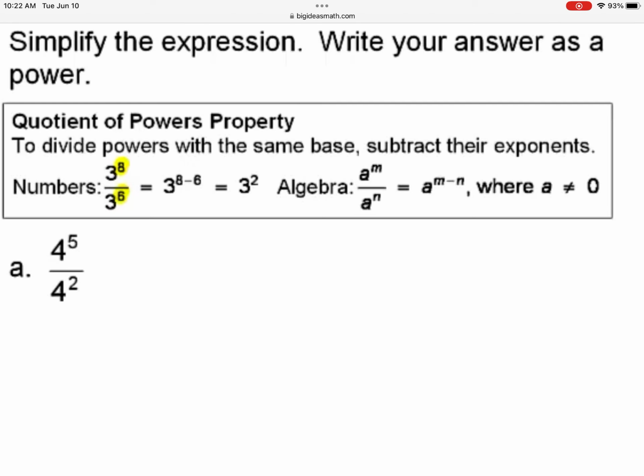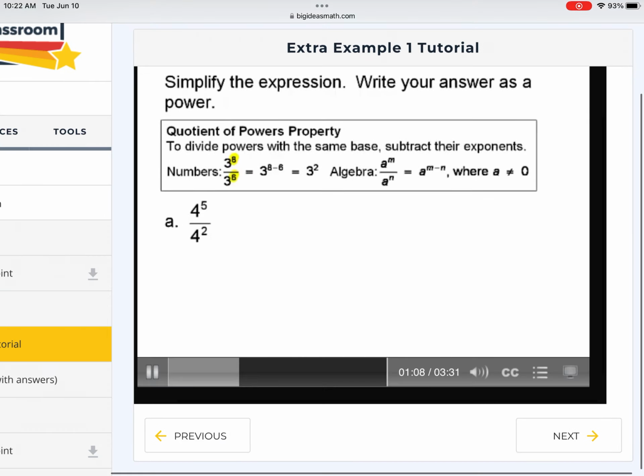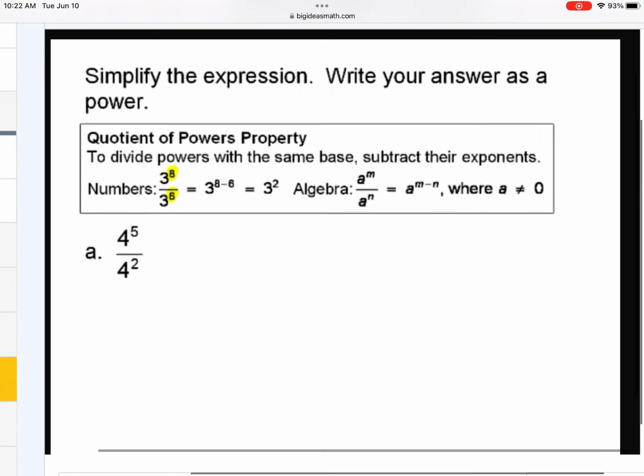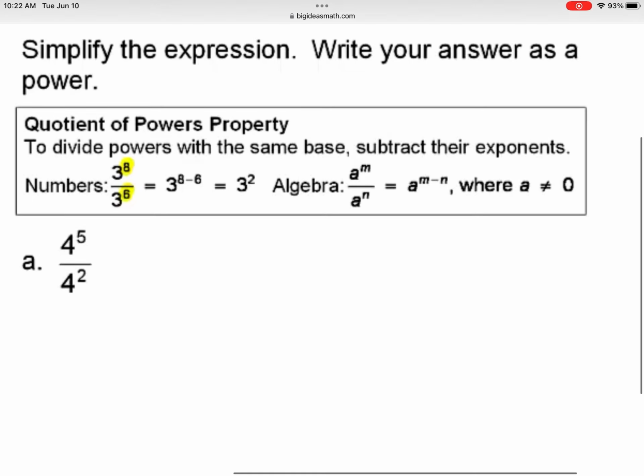squared. And in the algebra example, a to the m divided by a to the n is equal to a to the m minus n, where the base a is not equal to 0. This condition is in there because if a were 0, then you would have a to an exponent in the denominator, which would be equal to 0, and division by 0 is undefined, so a cannot be 0.